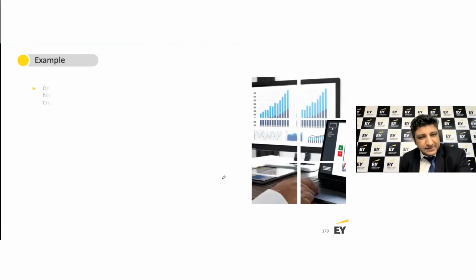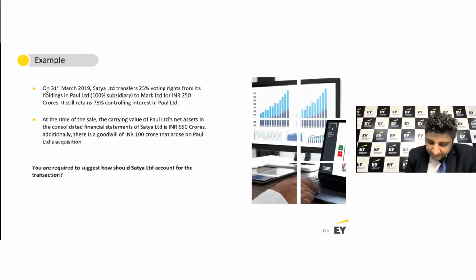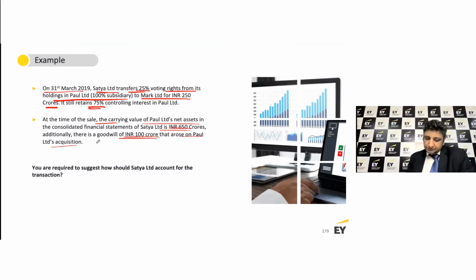Okay, there's yet another example. Let's have a look at it. It says that on 31st of March 2019, Satya transferred 25% voting rights from its holding in Paul to Mark for 250 crores. It still retains 75% controlling interest. Okay. At the time of the sale, the carrying value of Paul Limited's net assets is 650 crores. Additionally, there is a goodwill that arose on Paul Limited's acquisition. The question is, suggest how Satya Limited should account for the transaction.